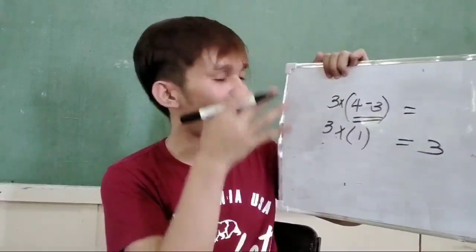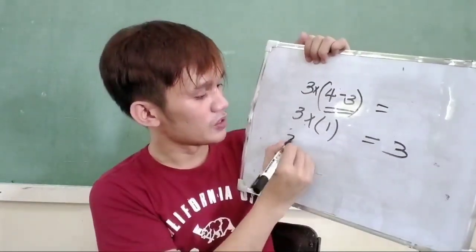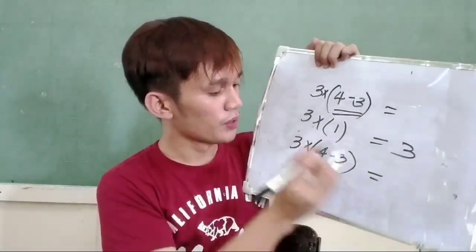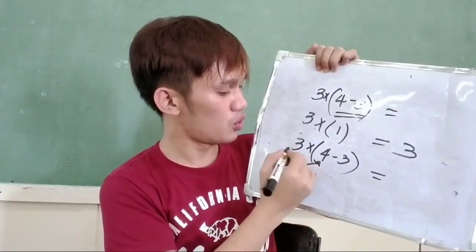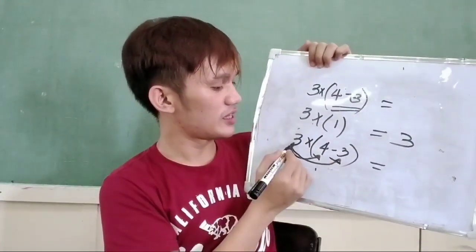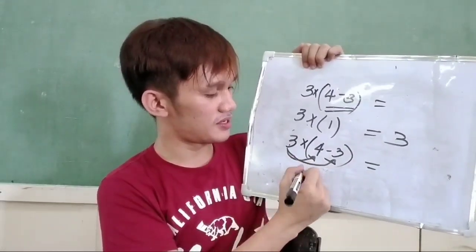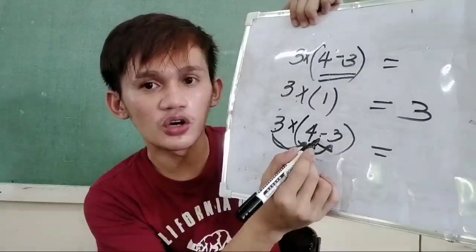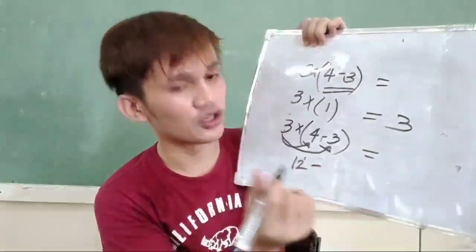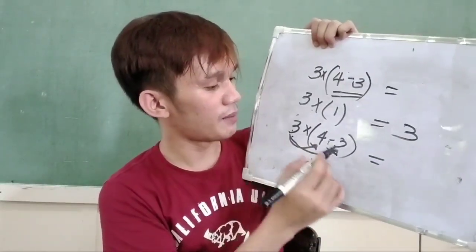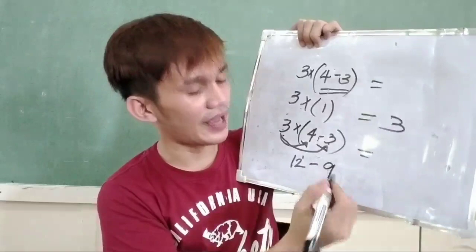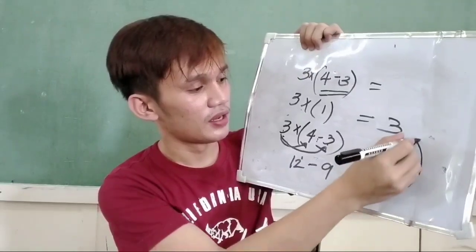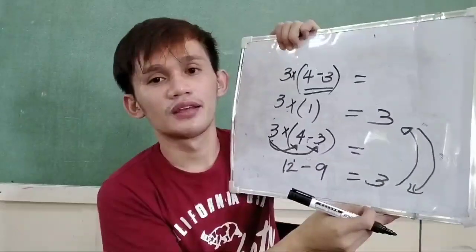So let us now use the other statement. So this is 3 times 4 minus 3. Let us multiply the number outside to all the numbers inside. So this is 3 times 4 is 12. Since this is subtraction, let us have subtraction as the operation. 3 times 3 is 9. And 12 minus 9 is also 3. They are just the same.